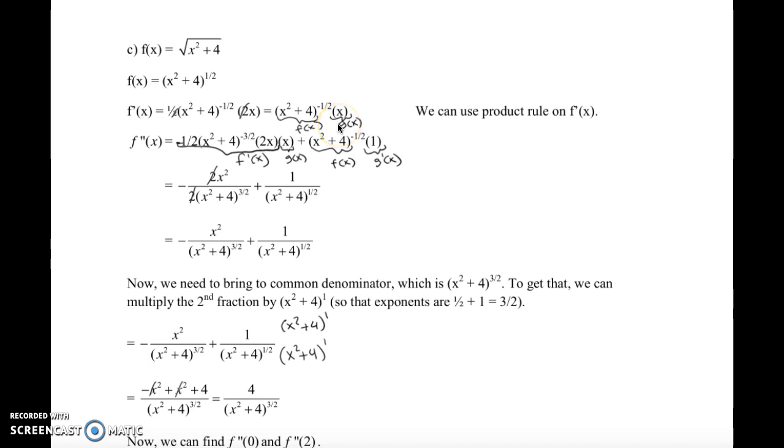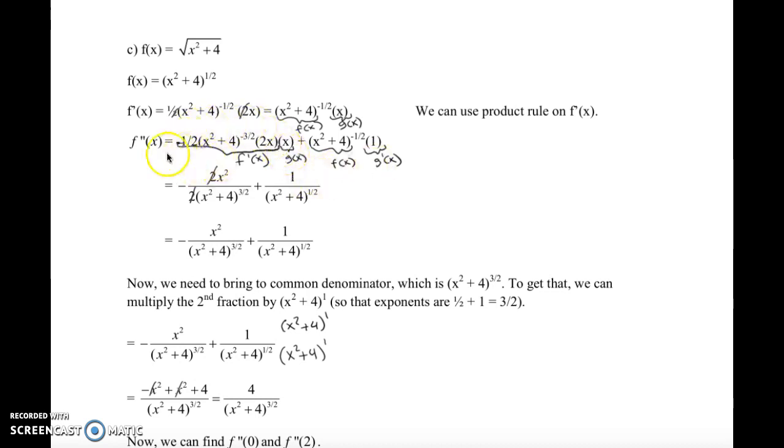Okay, and so we're going to go ahead and take the derivative of our first piece, our f of x. So we have negative 1/2 times (x squared plus 4) to the negative 3/2, and then times 2x, and times our g of x, which is just x. And then we're going to go ahead and add. We have f of x by itself here, (x squared plus 4) to the negative 1/2, and our derivative of g of x, which is just 1. We're going to go ahead and get everything put together.